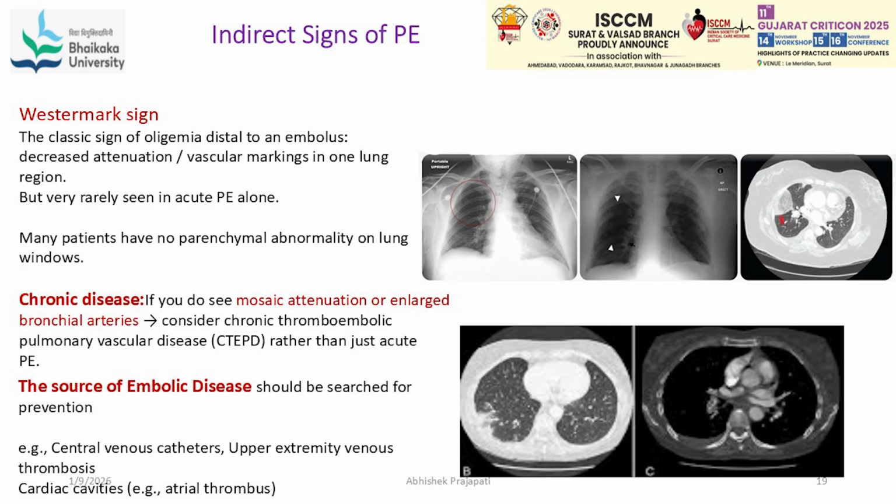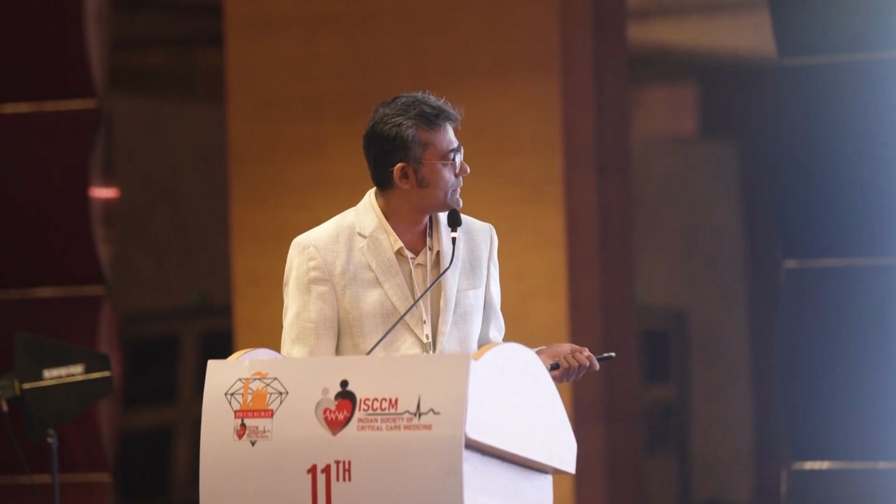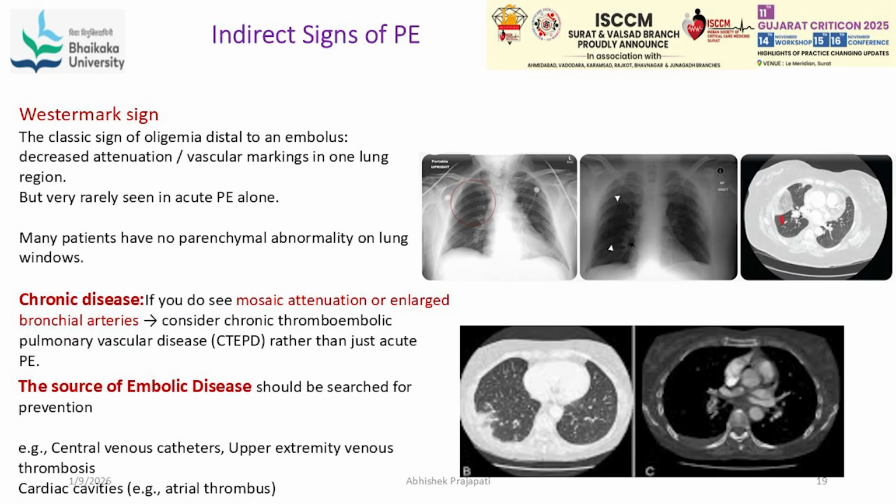Reverse halo sign or atoll sign means a central ground glass opacity surrounded by a rim of consolidation, which is also an indirect sign of pulmonary embolism at a peripheral location. Then the Westermark sign, right? In X-rays, we all must have read this. The classic sign of oligemia distal to an embolus, with decreased attenuation of vascular markings in one lung region, but very rarely seen in acute PE. But even if it is visible on X-ray, then we must go for the CTPA, and we may find something like this. So many patients have parenchymal abnormalities visible on lung windows.